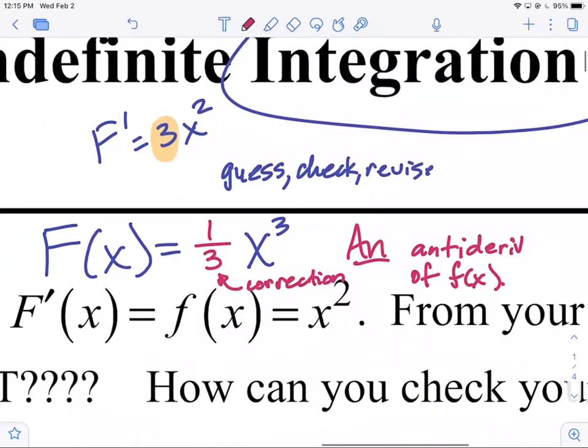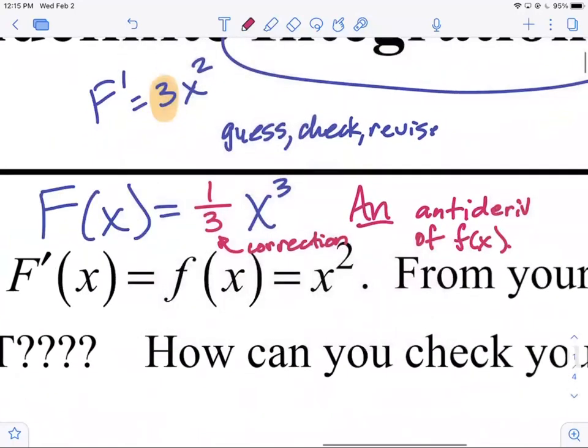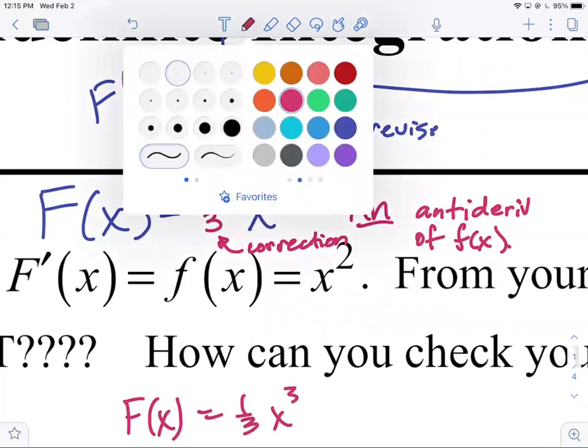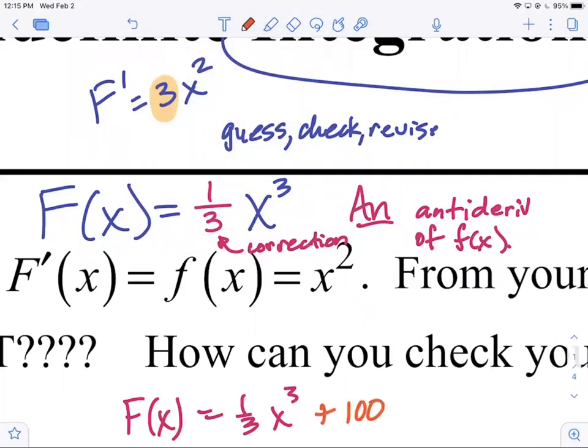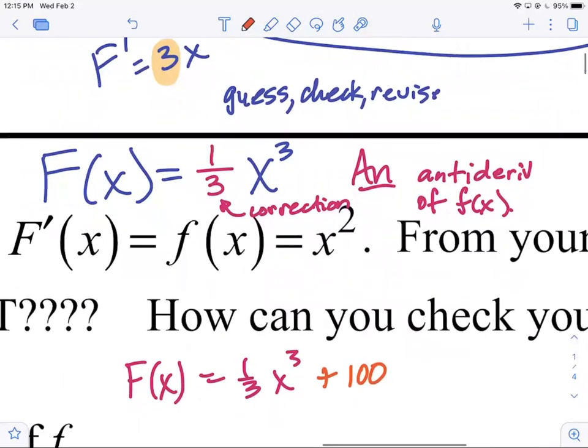Why? Oh yeah, very good. So we have 1/3 x cubed plus 100. Is that another one? Well, let's see. If we took the derivative of that, we get 3 times a third. 3 times a third is 1, x squared, boom, plus the derivative of 100 is 0.